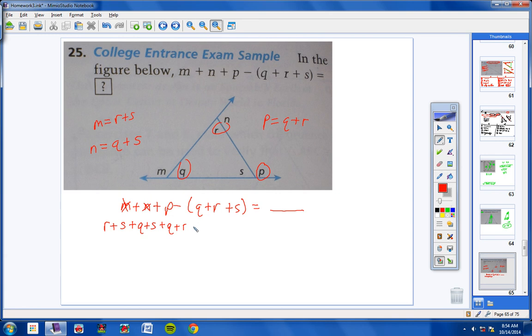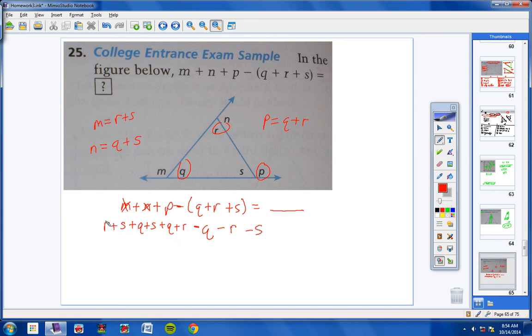Then bring down. Now this minus sign here gets distributed all the way through the entire parentheses, okay? So pretend there's a negative 1 there if you want to. So I'm going to take a negative sign and multiply through. A negative times a positive q is a negative q. A negative times a positive r is a negative r. And a negative times a positive s is a negative s. Now let's see what we have here.